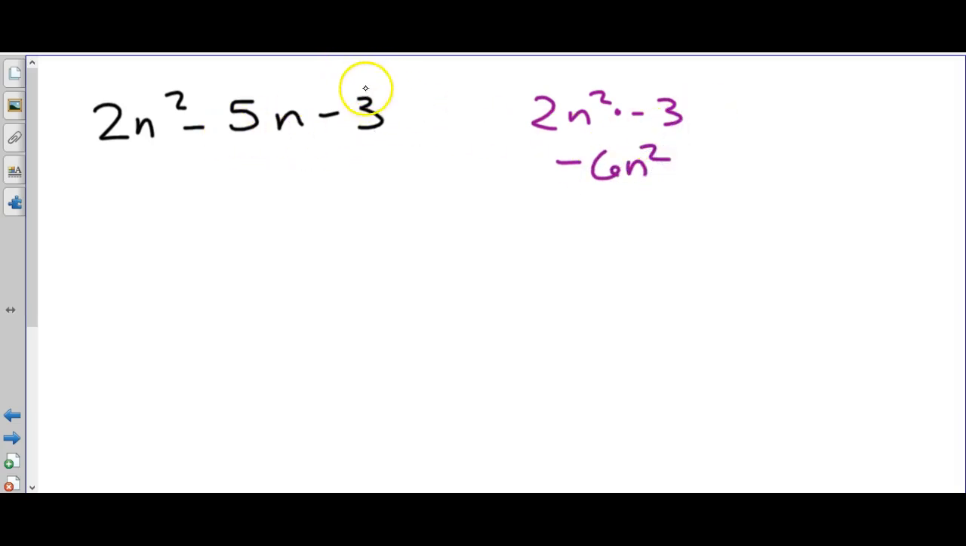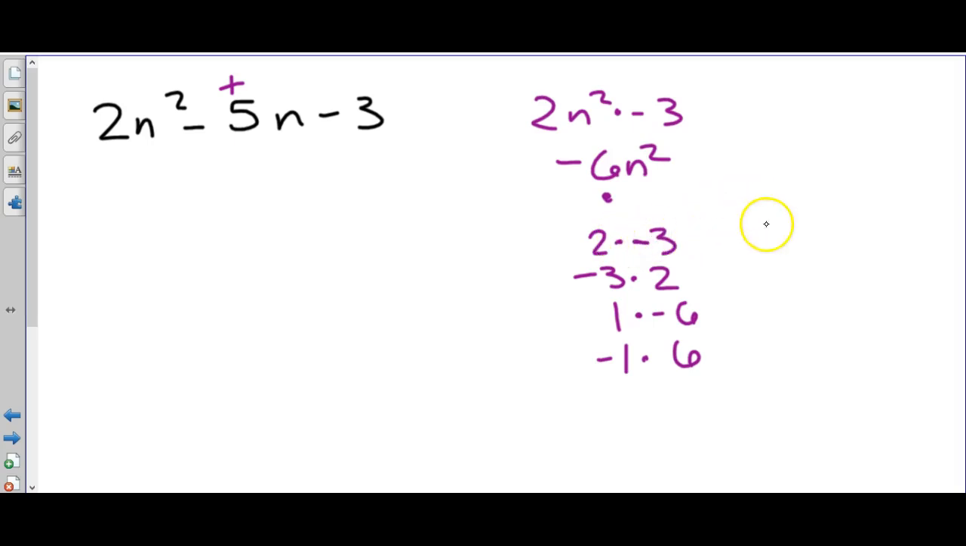So now instead of just what multiplies to be the last and adds to be the middle, we want what multiplies to be this that we got from multiplying the first times last term, and what adds to be this middle -5. So numbers that multiply to be -6n squared. So -6 could be 2 times -3, -3 times +2, 1 times -6, or -1 times 6.